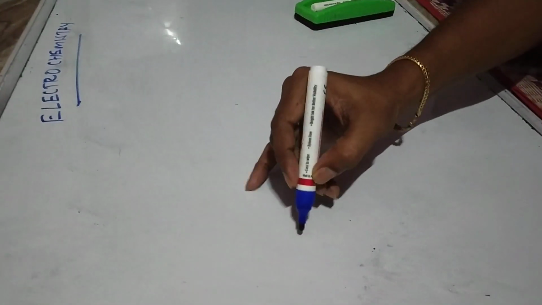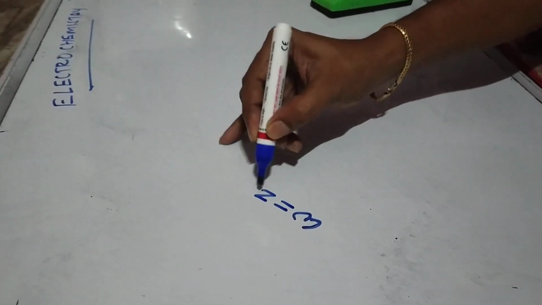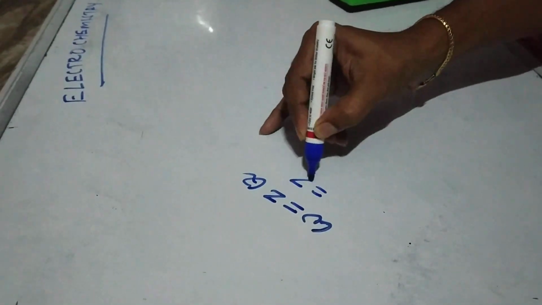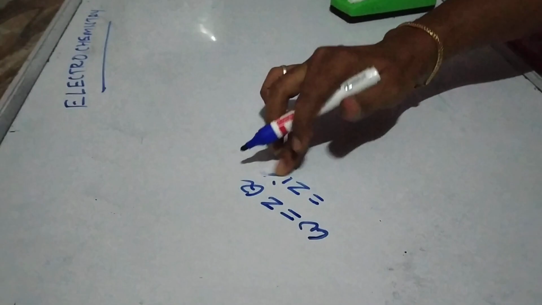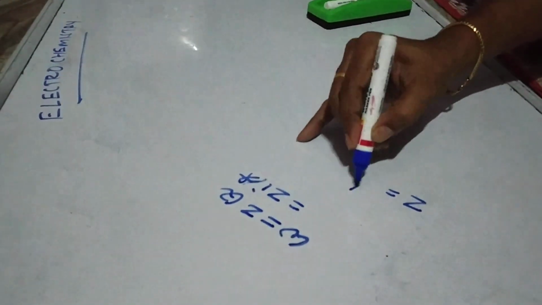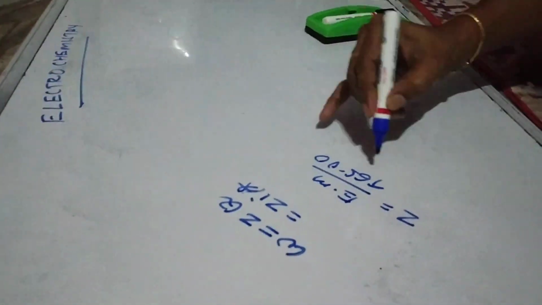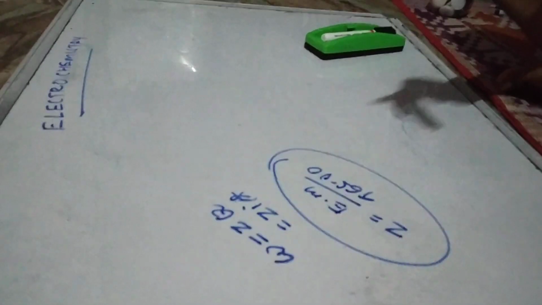And then already we have discussed the equation for the first law: W is equal to ZQ, or you can write it as ZIt. And already I told also what Z is. Z is your equivalent mass by 96500. So this is the Z. We have discussed this.